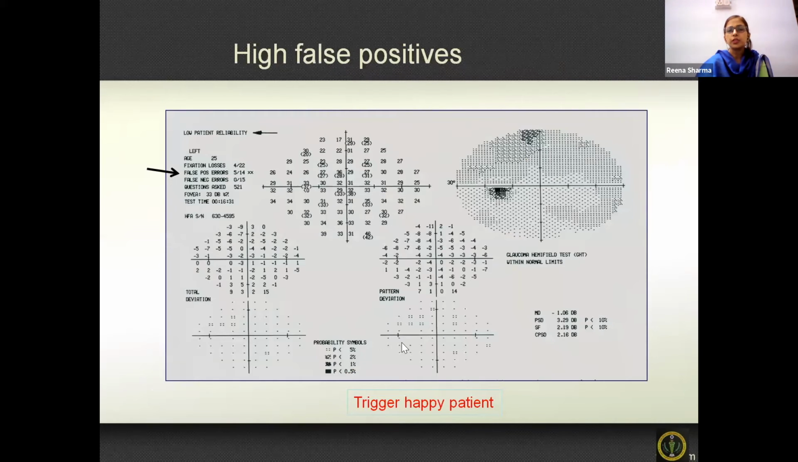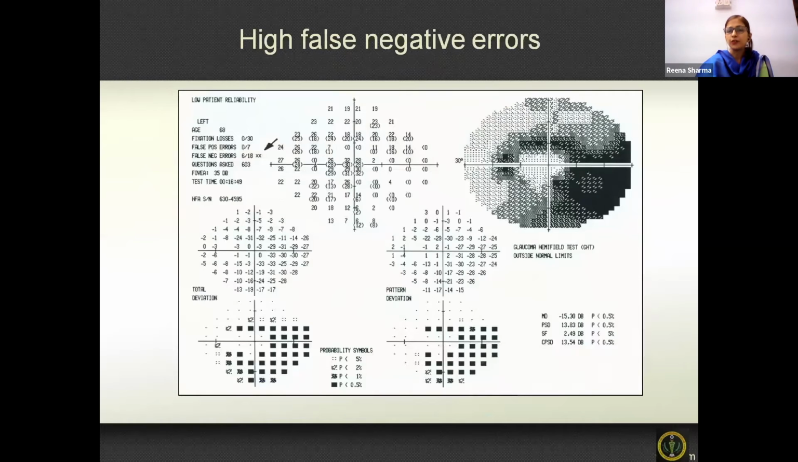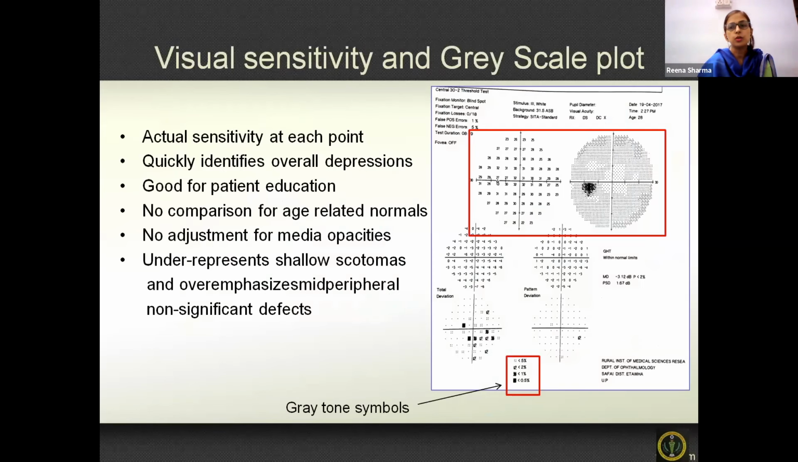An example of a patient with high false positives, a trigger-happy patient: the fields appear very white in color, and that is because the patient keeps on pressing the buzzer even when he is not seeing the stimulus, and therefore may underestimate the presence of scotomas. With high false negative errors, the field appears darker in color, and that is because the patient is not pressing the button even when the stimulus is presented, may be fatigued, and this may therefore overestimate the scotomas or may show us scotomas which actually do not exist. So that is why it's important to look at the false negativity rate of the patient.